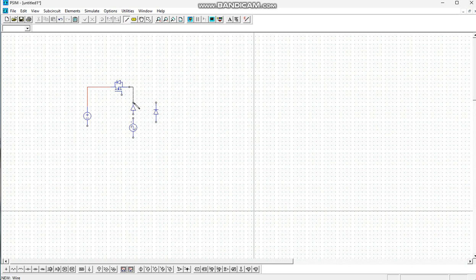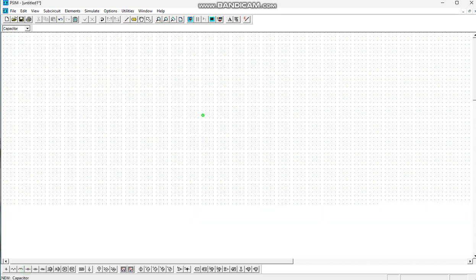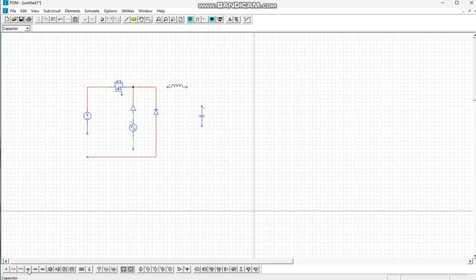Why do we connect a square wave? We know from our theory course, so we cannot go into details about it in this section. So we need an inductor, and then a capacitor. Then lastly we need a resistor.